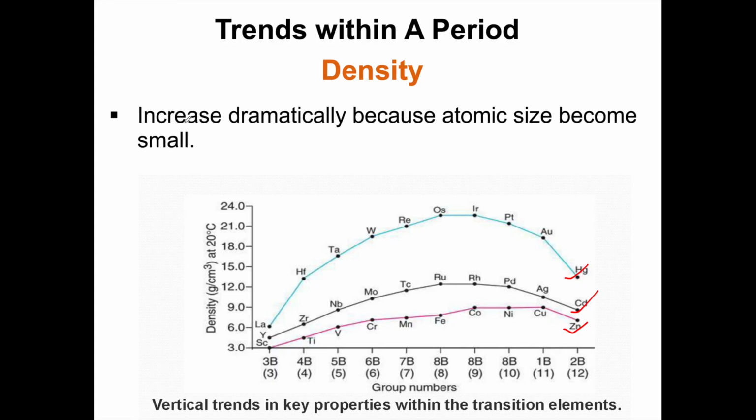Last one is the density. Density will increase dramatically because the atomic size becomes small. So as you can see from left to right, across the period, the density increases and then starts to decrease a little bit here because of the atomic size.